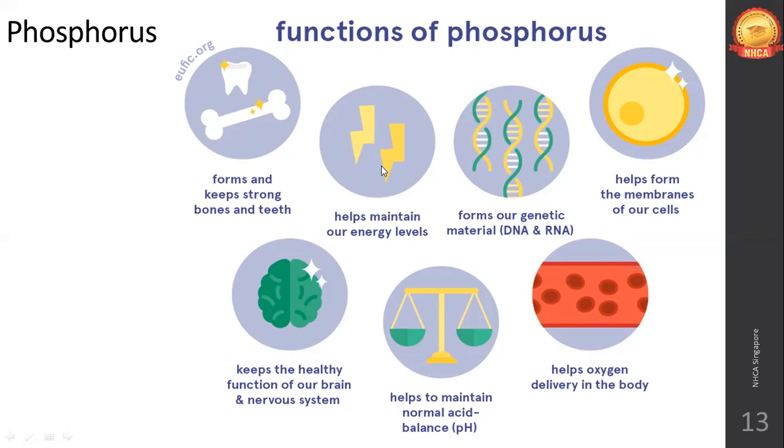Energy level, it helps in maintaining energy level because of ATP, adenosine triphosphate. ATP is broken down into ADP. When one phosphorus ion is released from ATP, that's when you get energy. So that's how phosphorus helps in maintaining energy. This phosphorus has to break down from ATP, adenosine triphosphate. It has to break down and become adenosine diphosphate. One phosphate ion has to leave. Then only energy can be produced.